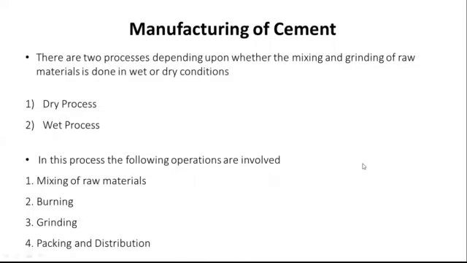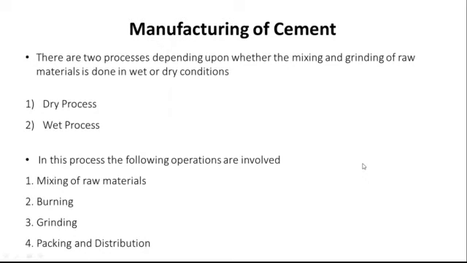Now, for the manufacturing of cement, there are two processes. First is the dry process and second is the wet process. What is the difference between the dry process and the wet process? The main difference is water. In the dry process, water is not used. In the wet process, water is used.